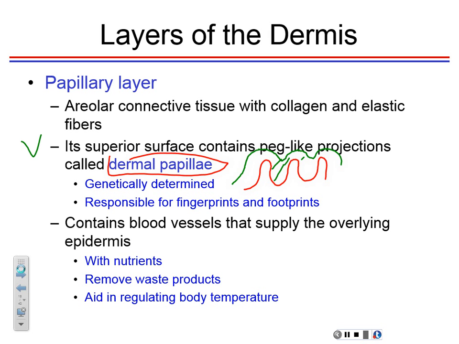Even identical twins. And now we use them for identification of criminals, but that wasn't the intended purpose by God or whoever created us, depending on your beliefs. They're for creating some grip in your hands. The dermis also contains blood vessels, so it provides the nutrients to the deeper layers of the epidermis, because there are no blood vessels in the epidermis. And it removes waste products and aids in regulating body temperature.